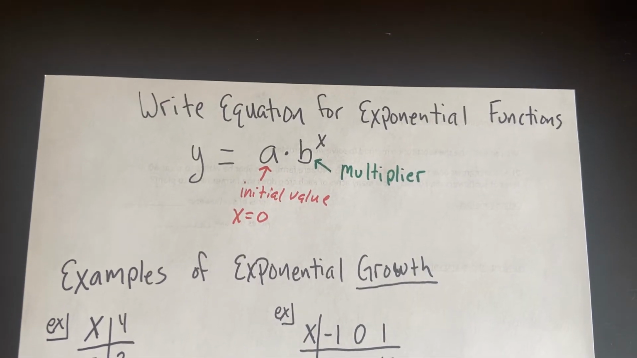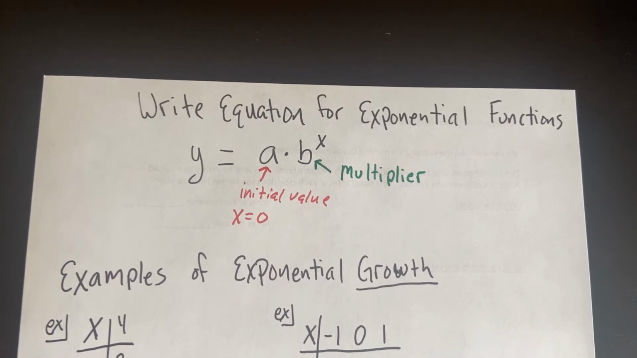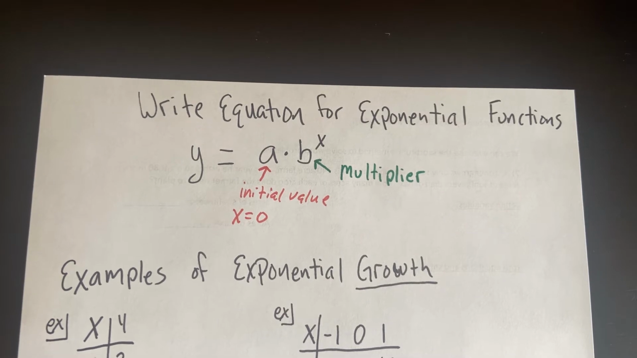So that's the difference between a linear function and an exponential function. With linear, remember we talked about that constant rate of change. We talked about what number was being added or subtracted to get from one number to the next. Now that we're dealing with exponential, it's a multiplier. What number are you multiplying by to go from one number to the next?